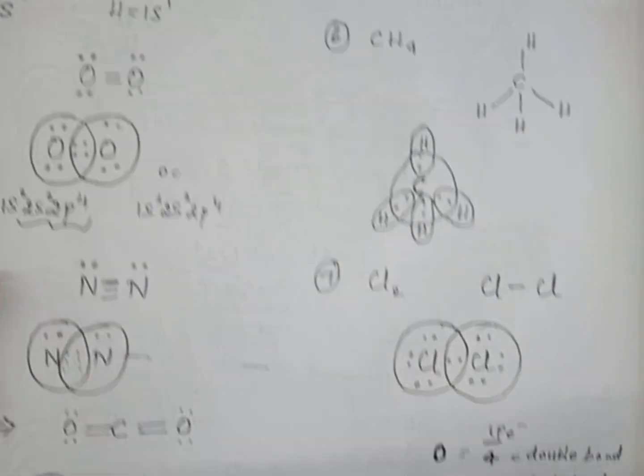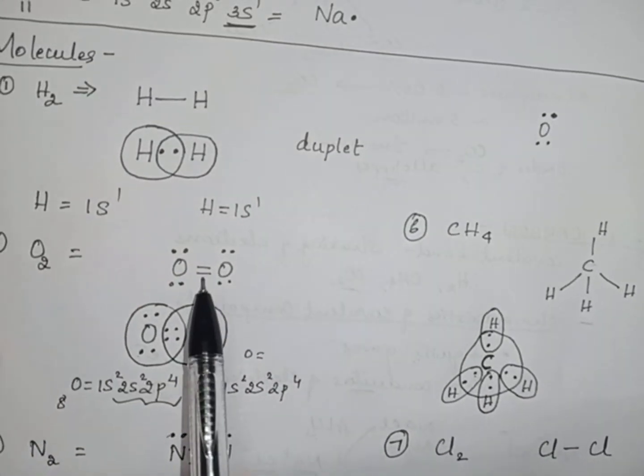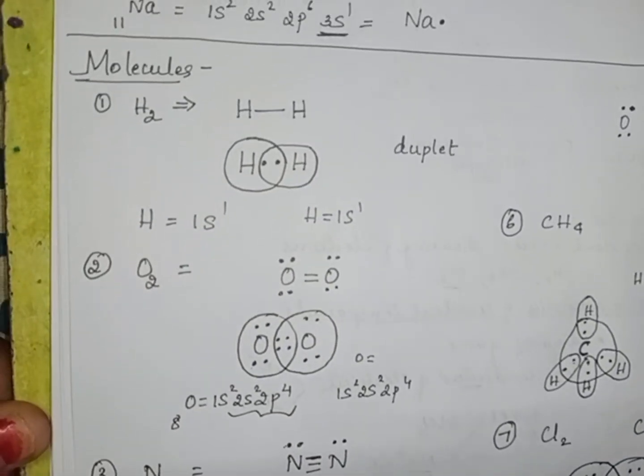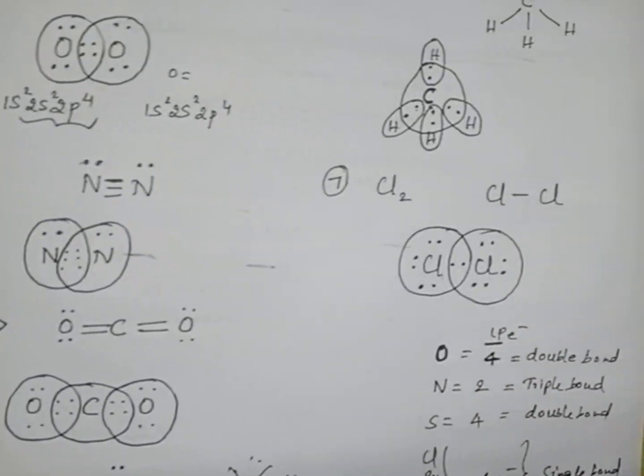See here. Oxygen will have 2 bonds, along with 4 electrons. See, this is easy, children. Very easy to write the electron dot structure.